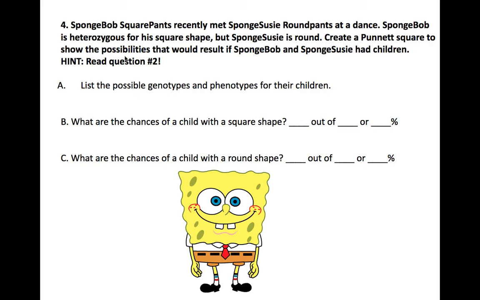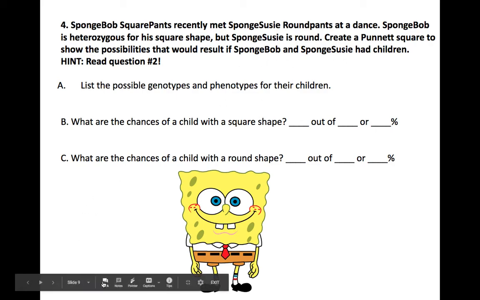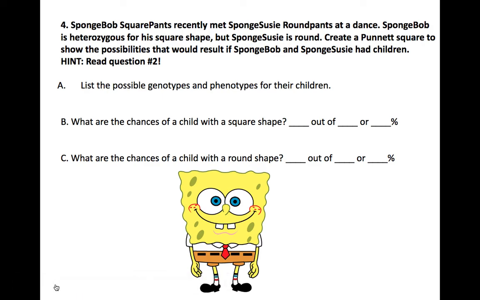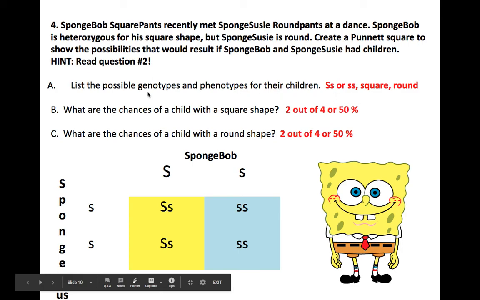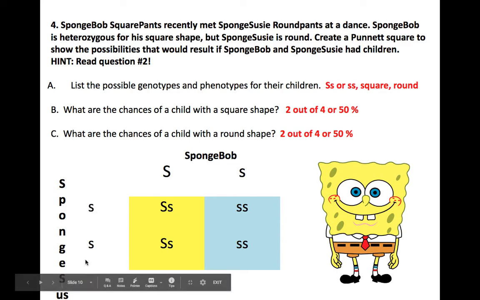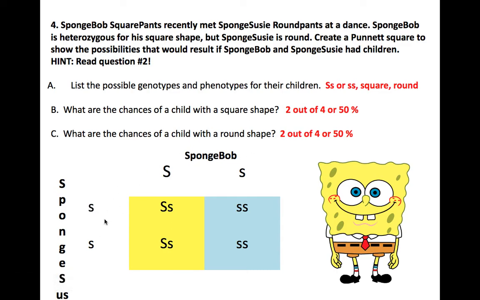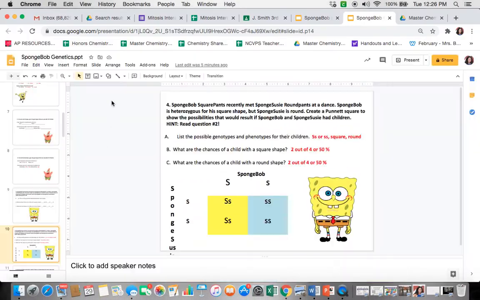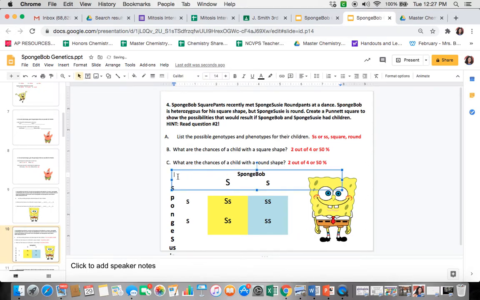It wants you to create a Punnett square showing the possibilities of what would result if SpongeBob and Sponge Susie had kids. So our parents are big S, little s, crossed with little s, which looks like this. Big S, little s, crossed with little s. This is SpongeBob, and this is Sponge Susie. So I'm going to take this out of present mode for a second and insert a text box here. So our parents are big S, little s, and I like to write it out this way so it's not as confusing.